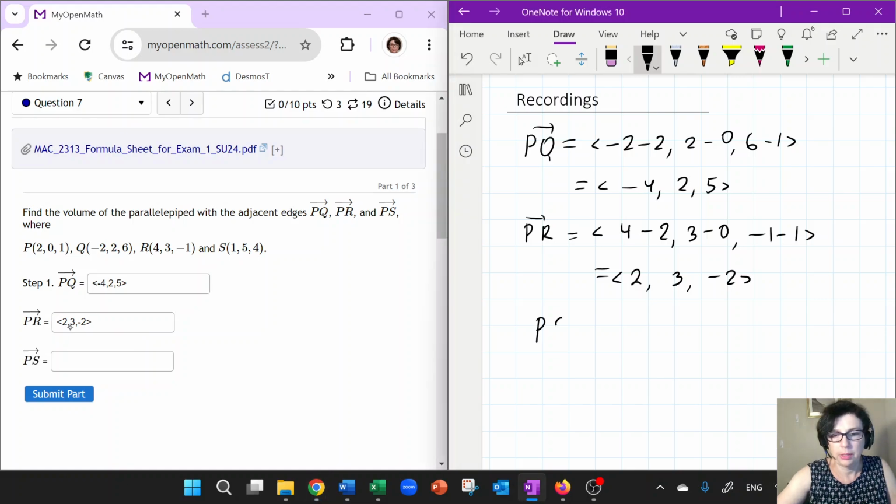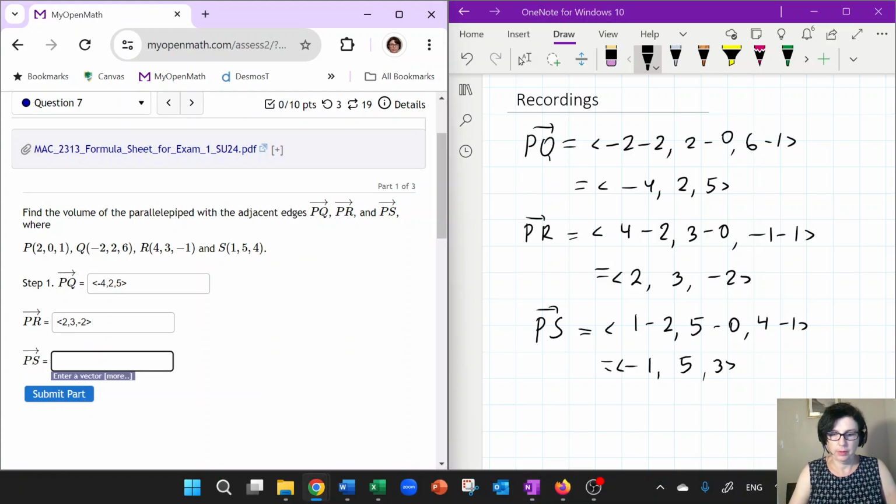Finally, PS, we are subtracting the coordinates of P from S. So that would be 1 minus 2, 5 minus 0, 4 minus 1. So that would be -1, 5, and 3. Okay, let's see if that's right.